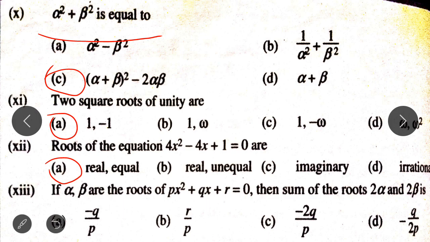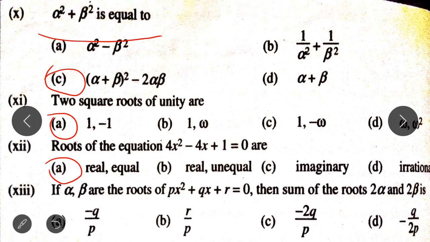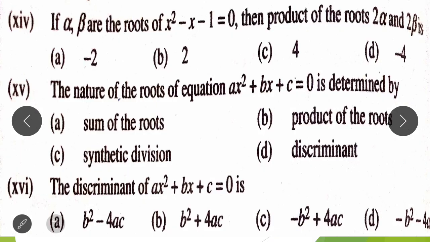If alpha and beta are the roots of the equation, then find the sum of the roots 2 alpha and 2 beta. Here, the sum of the roots will be what? Minus b upon a. So b will be q and a will be p, so q upon p, and here there will be a minus sign and 2 from here. So this will be your answer.